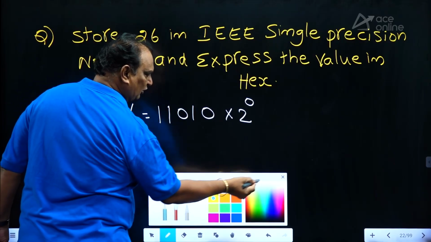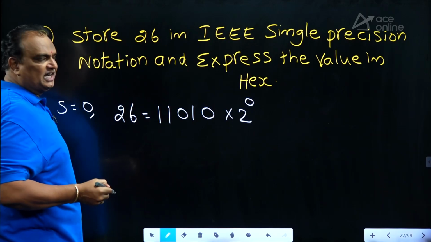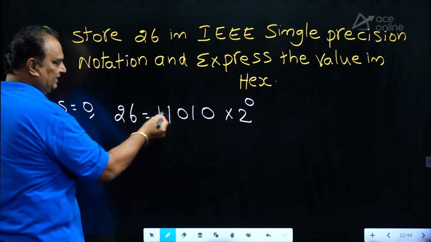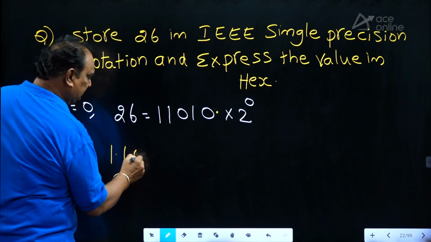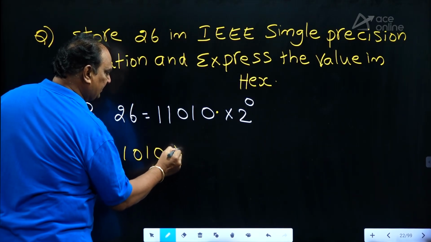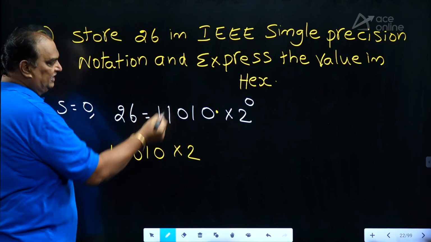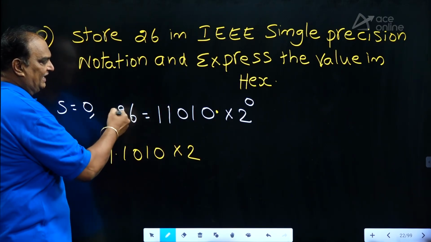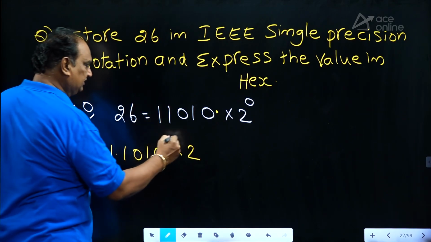Convert the same thing into floating point notation. Since IEEE standards permit implicit normalization, it can be written as 1.1010 into 2 power. While shifting the decimal point to the left, what happens? The exponent is incremented. How many times have we shifted the decimal point to the left? 4 times, that's why 4.